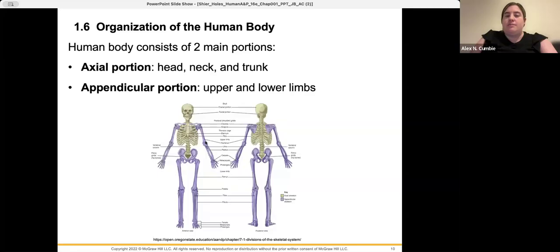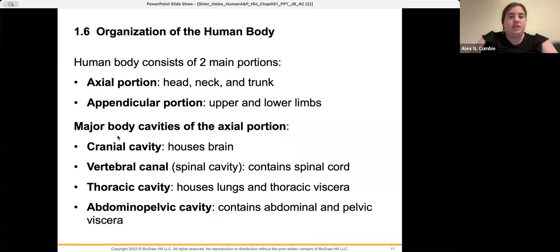If we do look at the arms and the legs, and this includes the shoulders and the hips as part of this, we would term this the appendicular portion, highlighted in purple in this picture, which includes the upper and lower limbs. So these are two big distinctions for the portions of the body. Anything, again, in the head, neck, and trunk is axial, and anything that is upper or lower limbs is appendicular. So we've got those distinctions.